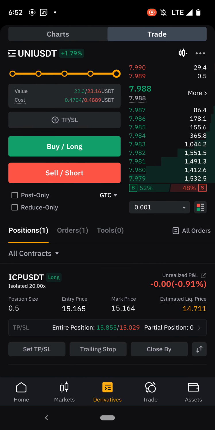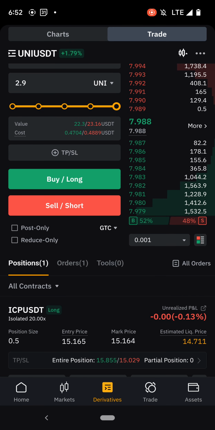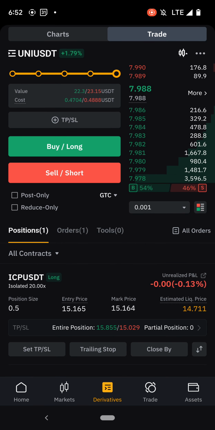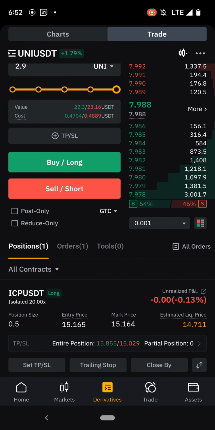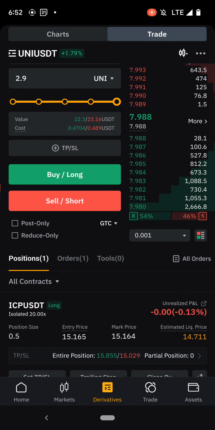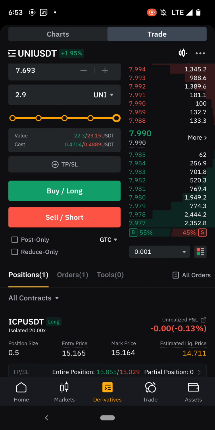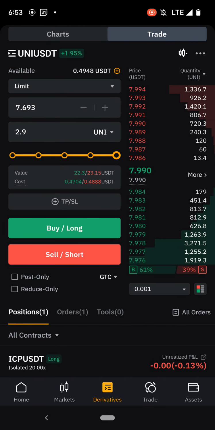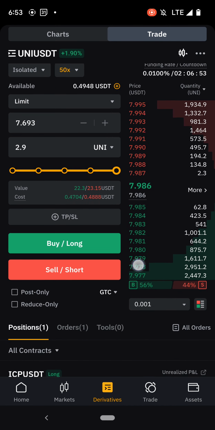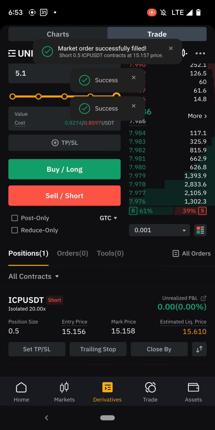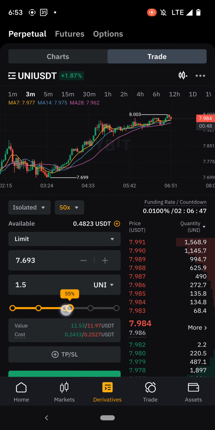Once you place this particular signal here, it is going to come here on your position. If it does not come on position, it will come at open orders, these orders here, waiting for it to trigger. If you don't see it on position, it means it is waiting for it to trigger at this particular price. Okay, let me just close this one and I show you, see if I can place the trade.